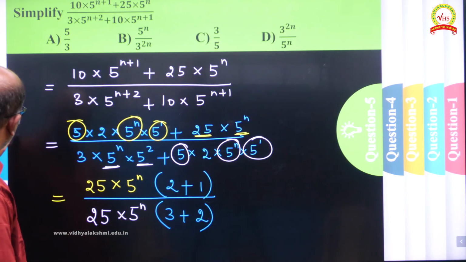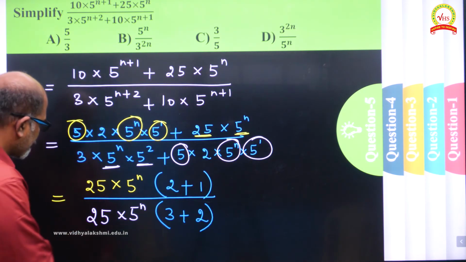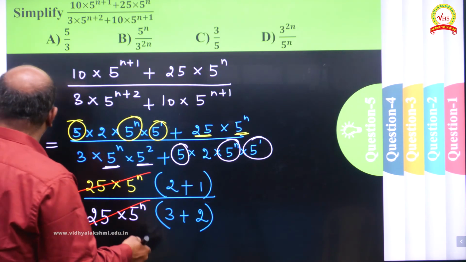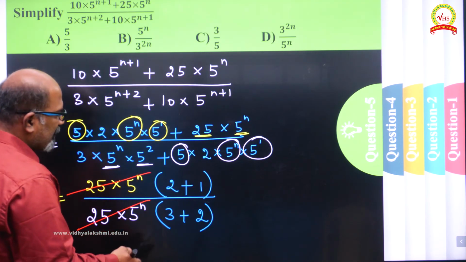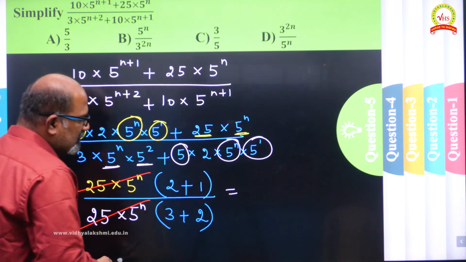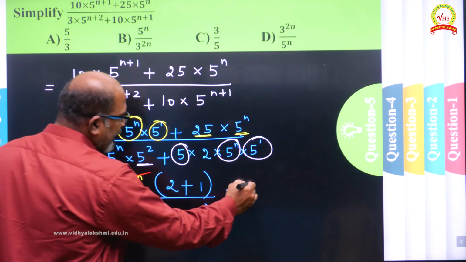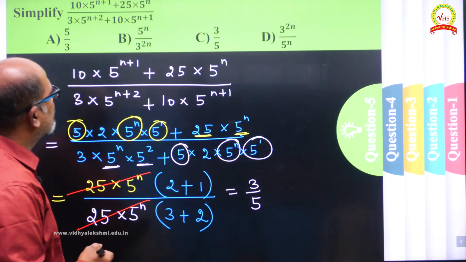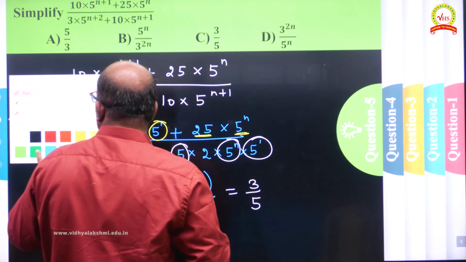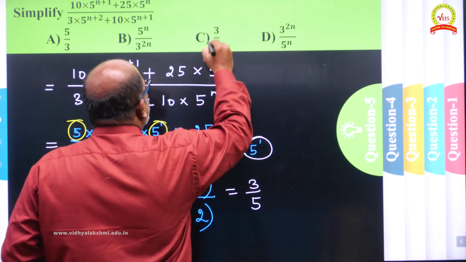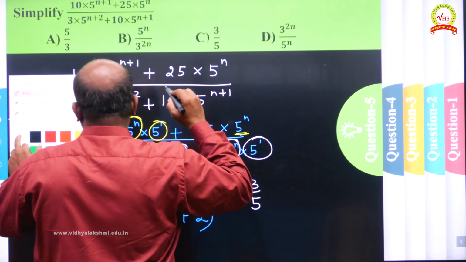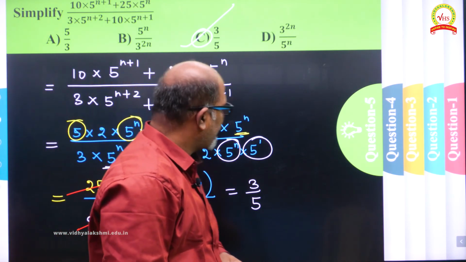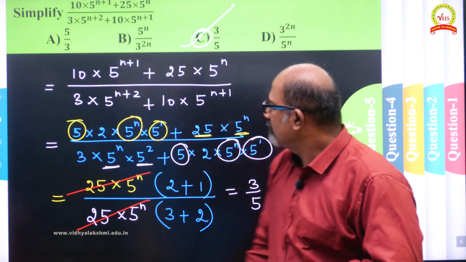Yes. It is clear that we can make cancellation here. After making cancellation, we have to do simplification. The simplified answer we are getting is 2 plus 1 is 3 by 5. So 3 by 5 is the answer for this question. And that answer matches with option C. Yes, 3 by 5 is the correct answer for this question.